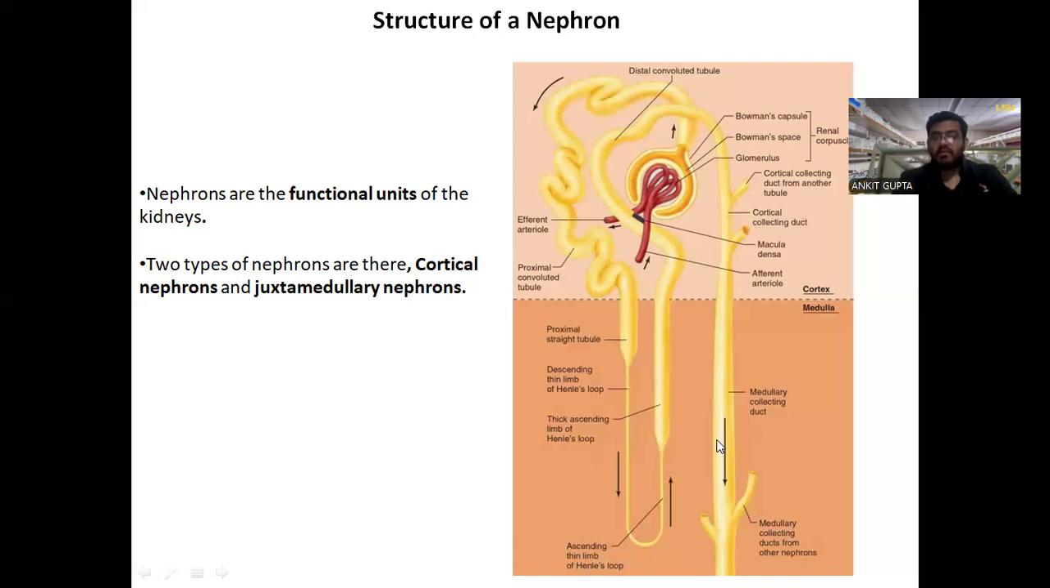So the collecting ducts of different nephrons drain the urine into a common papillary duct, and that papillary duct further drains out the urine into the renal pelvis, as we saw in the previous image.